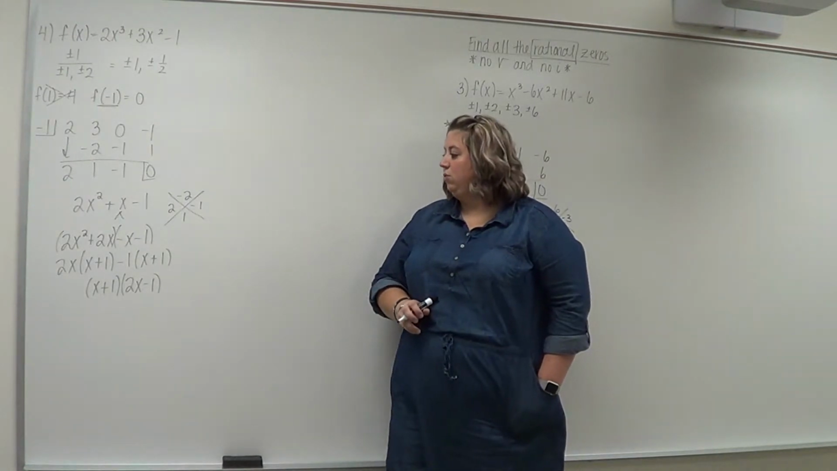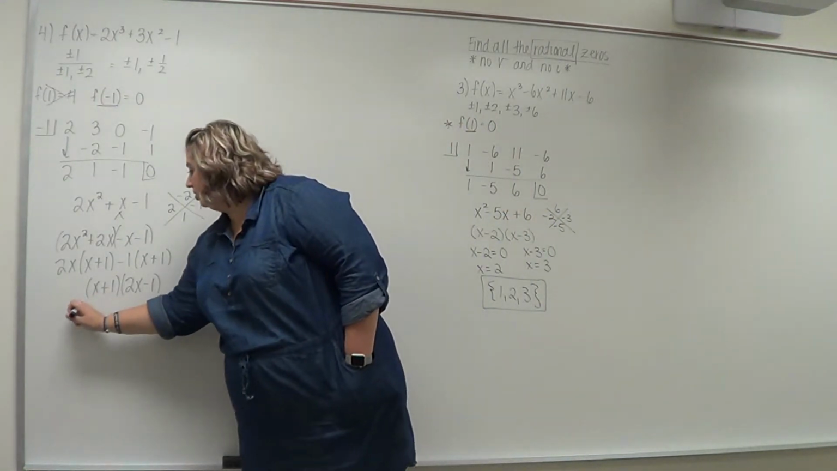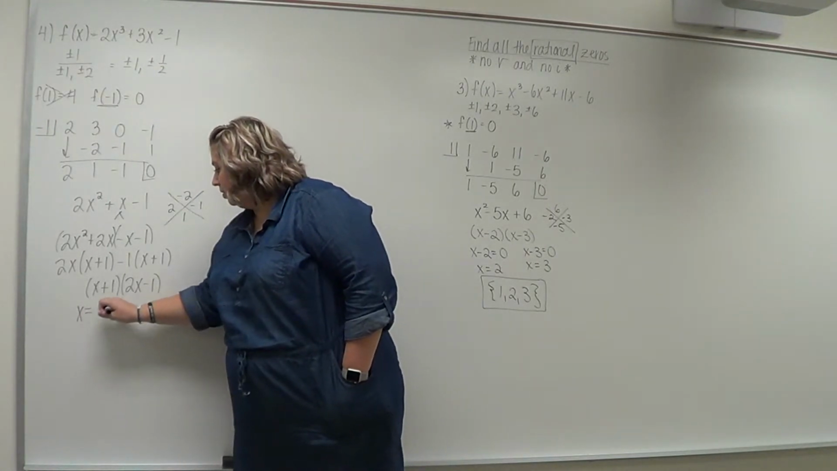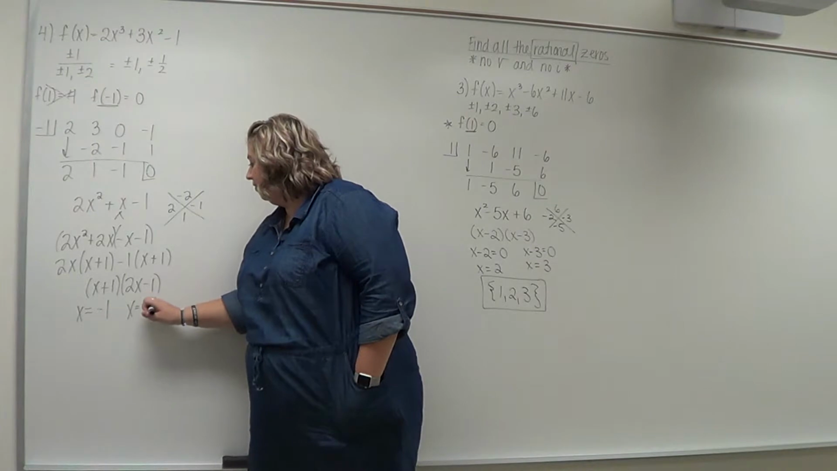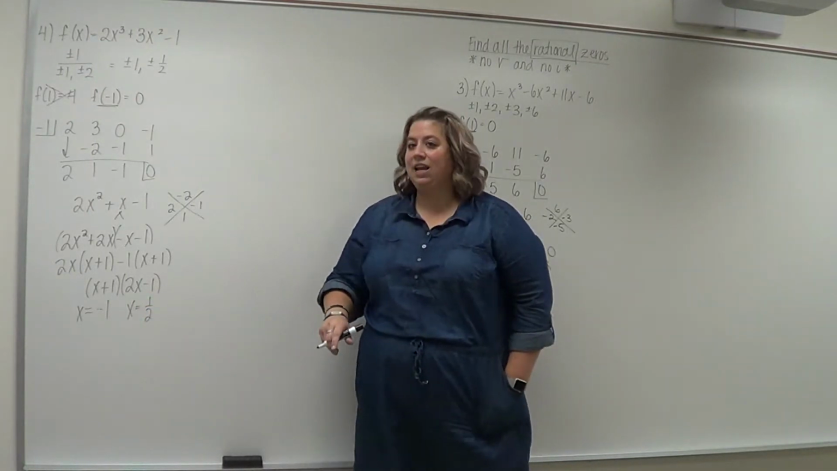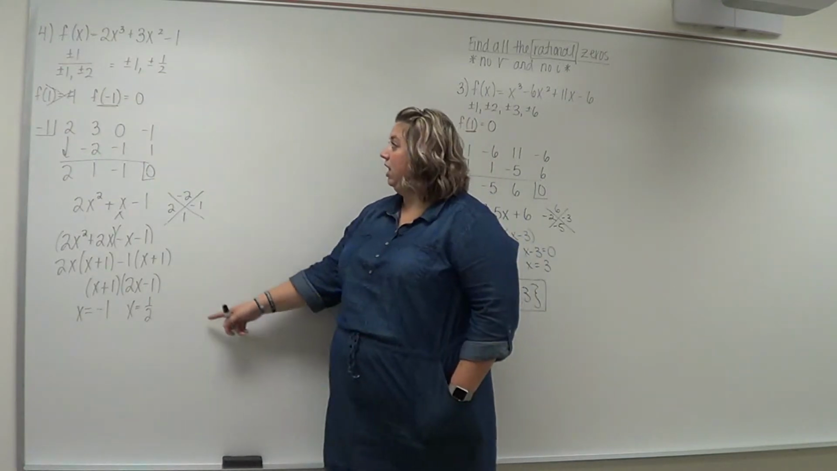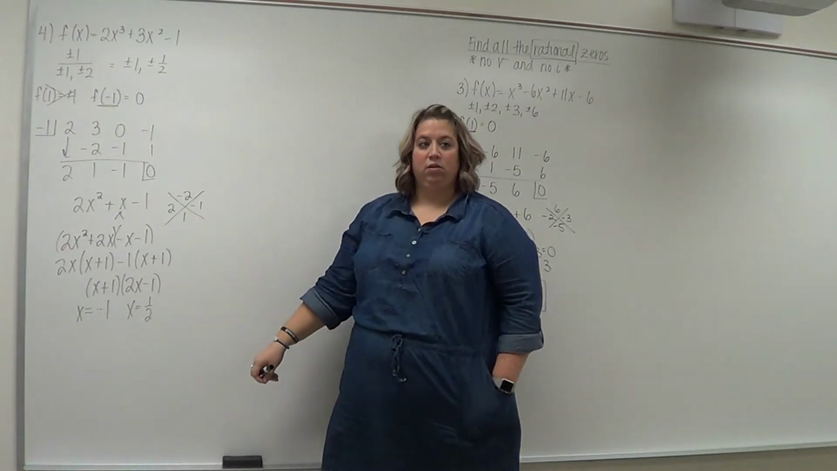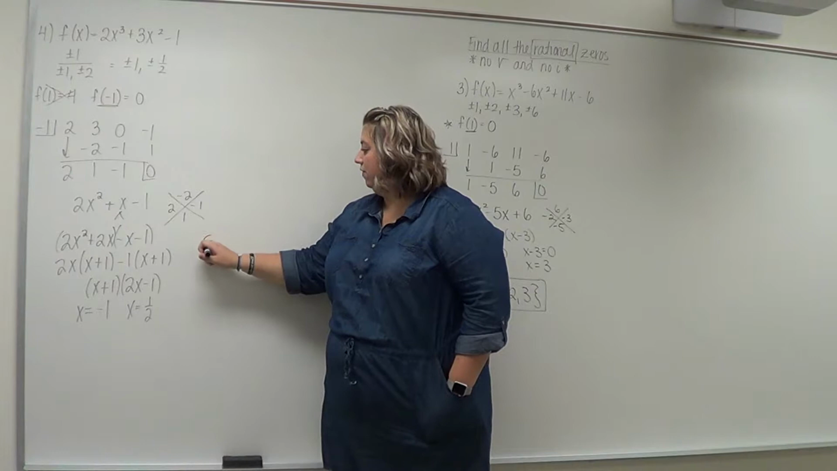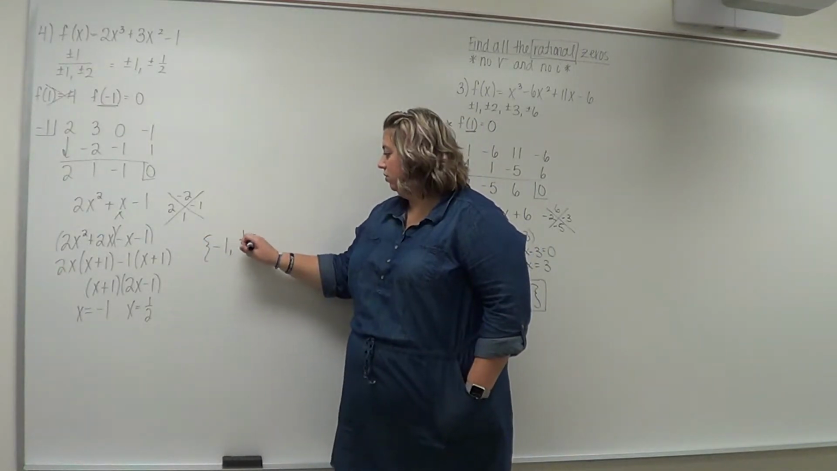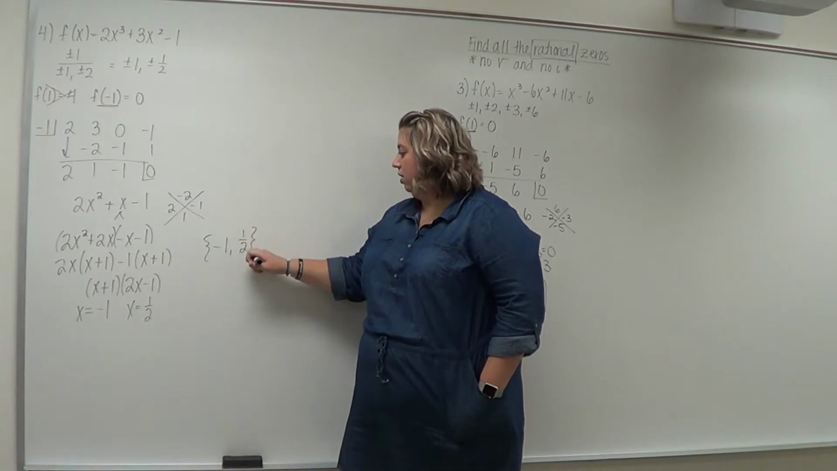So when you set those equal to 0 and solve, you get x equals negative 1 and x equals a half. That means negative 1 is a multiple 0. So you'll see, negative half actually doesn't work. So my answers, now if you want to write negative 1 twice, you can, but you don't have to. So my answers are negative 1 and a half.